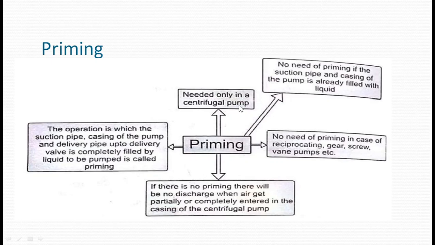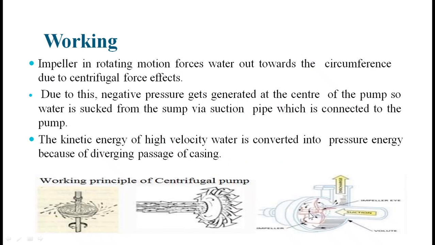Then priming. This priming is needed only in the centrifugal pump. The operation in which the suction pipe, casing of the pump, and delivery pipe up to the delivery valve are completely filled with the liquid to be pumped is called priming. There is no need of priming if the suction pipe and casing of the pump are already filled with liquid. Similarly, there is no need of priming in the case of reciprocating, gear, screw pumps, etc. If there is no priming, there will be no discharge when air partially or completely enters the casing of the centrifugal pump.